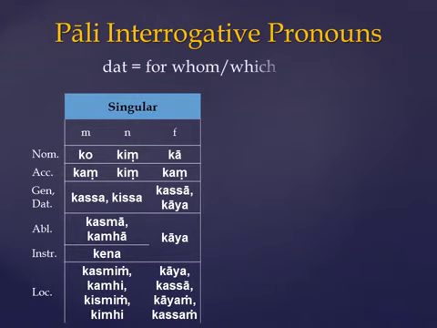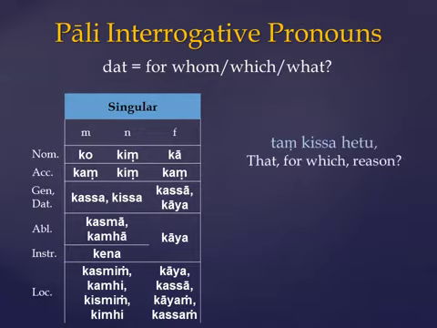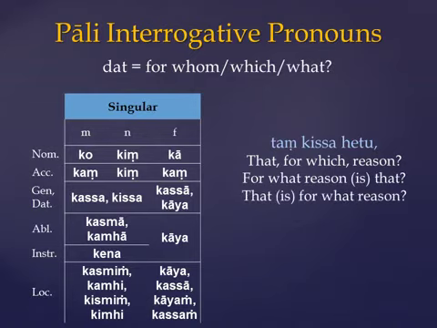Now if we look at the dative, it has the same forms as the genitive case, but it means for whom, which or what. So in the example, taṃ kissa hetu, it can be rendered that, for which reason. And because both taṃ and hetu are in nominative, they can be an implied linking verb, so we can say, for what reason is that, or that is for what reason.